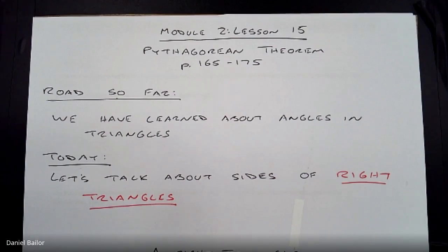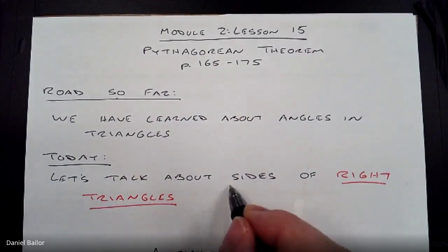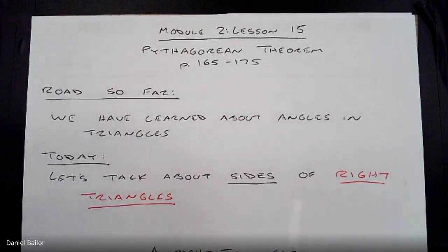Now, today, we're going to talk about sides, not angles. We're talking about the sides of a triangle today. So make sure you know the Pythagorean Theorem is all about the sides of a triangle. And it's not every triangle we're talking about today. Specifically today we're talking about right triangles.